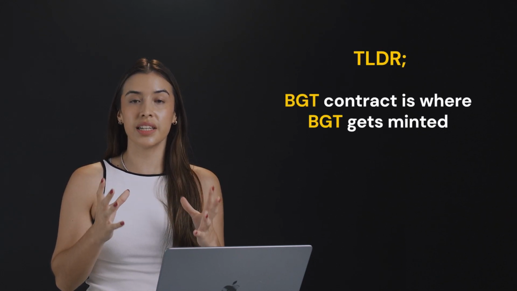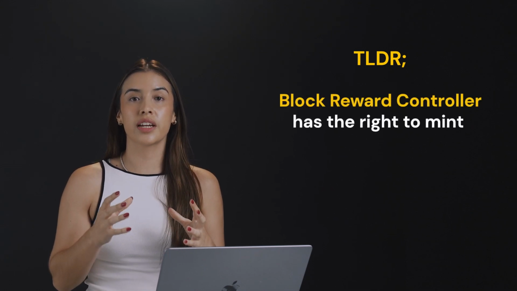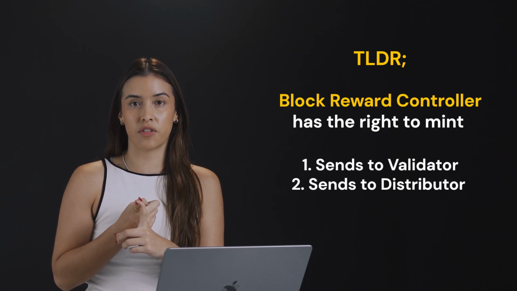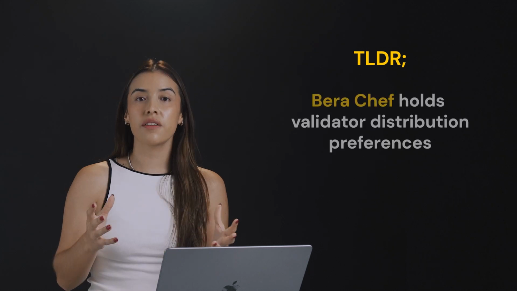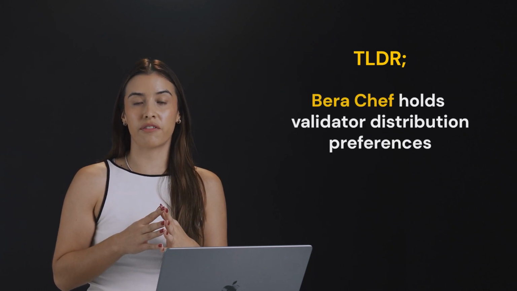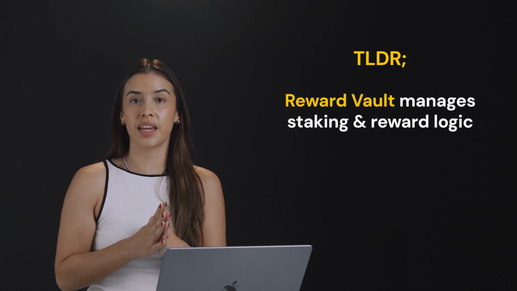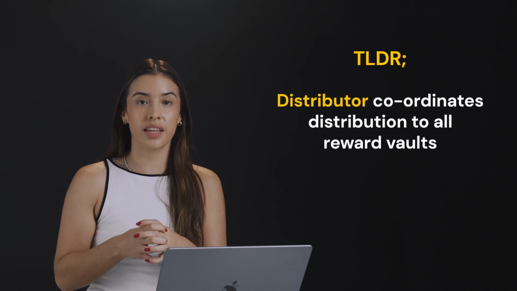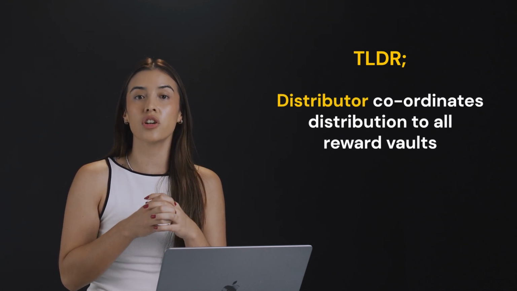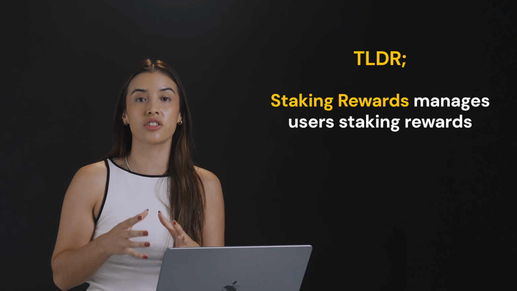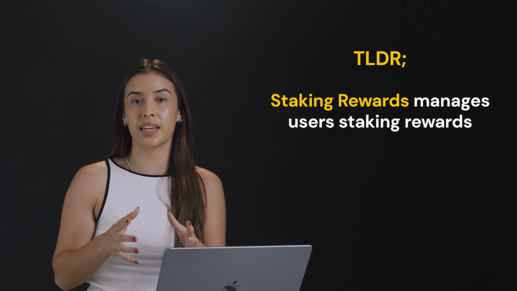Let's do a quick TLDR before diving back into the step-by-step of how BGT flows. So remember, the BGT contract is where the BGT lives, where it gets minted. Block Reward Controller is what actually has the right to mint. It mints it and gives it to two different places. One directly to the validator for the base rate, and then the rest goes to the distributor. Bearer Chef is what holds all of the validators' reward allocations and preferences. Reward Vault is what manages all of the logic for staking and reward accounting for users that are staking in a reward vault. The distributor is the central entity that coordinates all the distribution of the BGT to the correct reward vaults. And finally, Staking Rewards is what manages all of the logic for how users can actually accrue their rewards over time by staking in a vault.